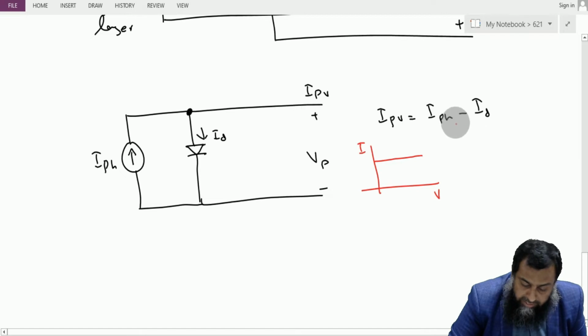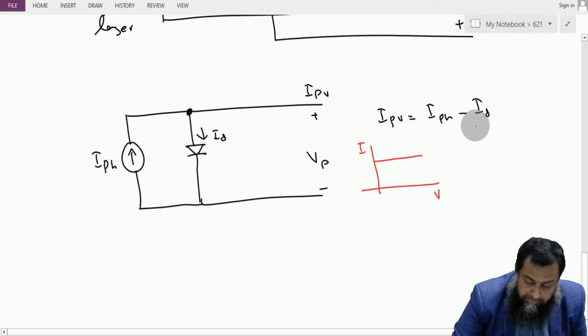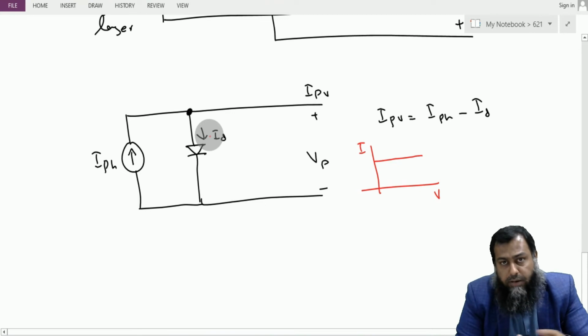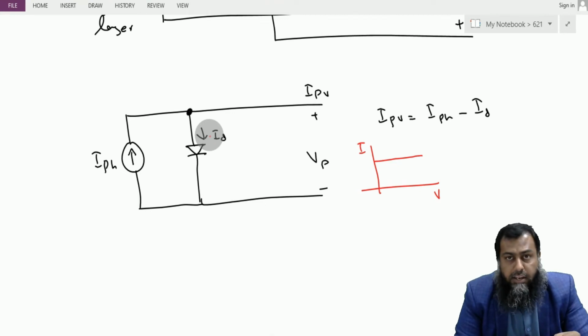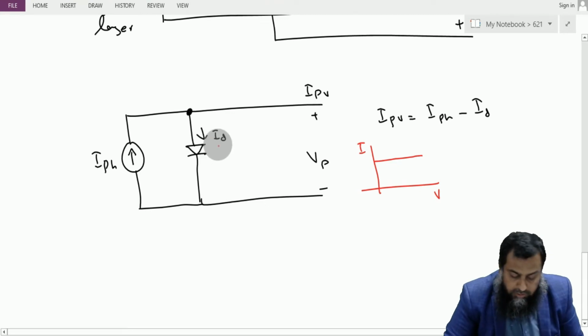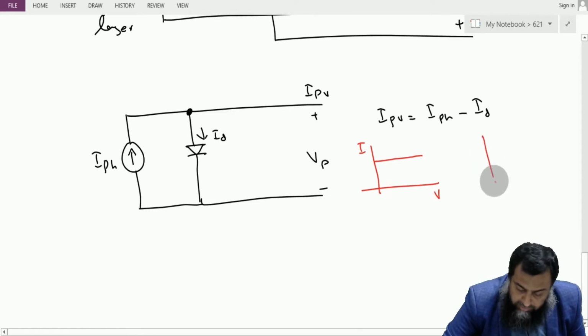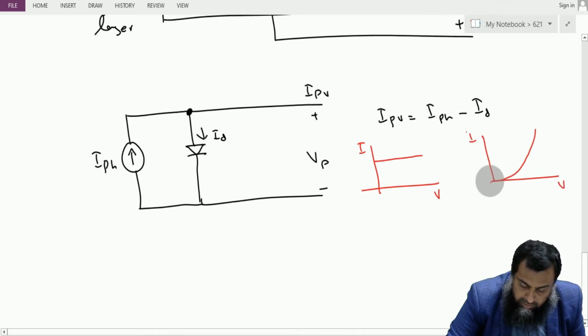Whereas this ID is based on the Shockley diode equation, right? Because this is a p-n junction, whatever theory we have studied so far for a diode is equally applicable to this ID as well, which is the diode current. And this is shown by something like this one. This is V and this is I.